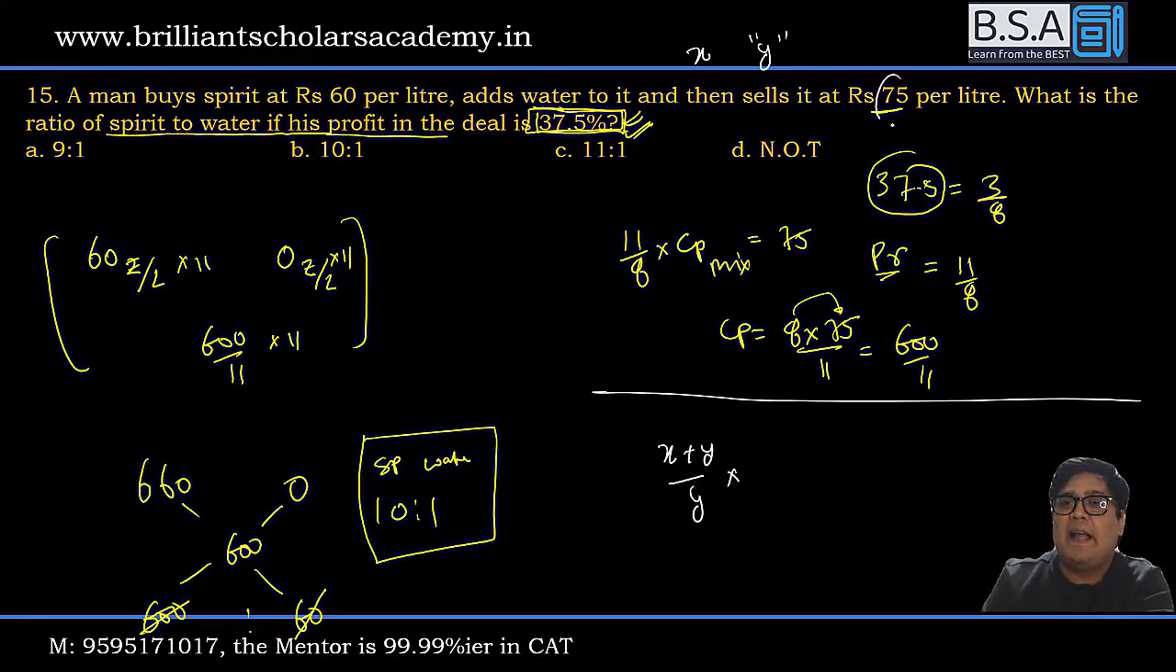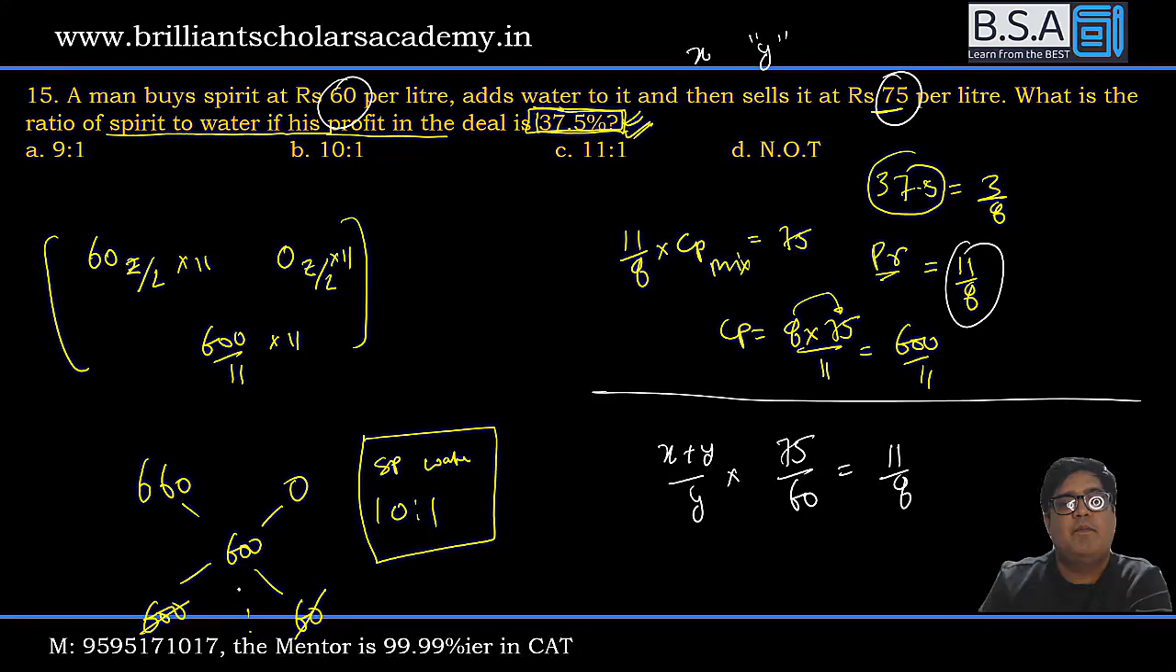What is the price ratio? 75 by 60. What is the profit earning ratio? 11 by 10. X plus Y upon X will come, where X is the cost.